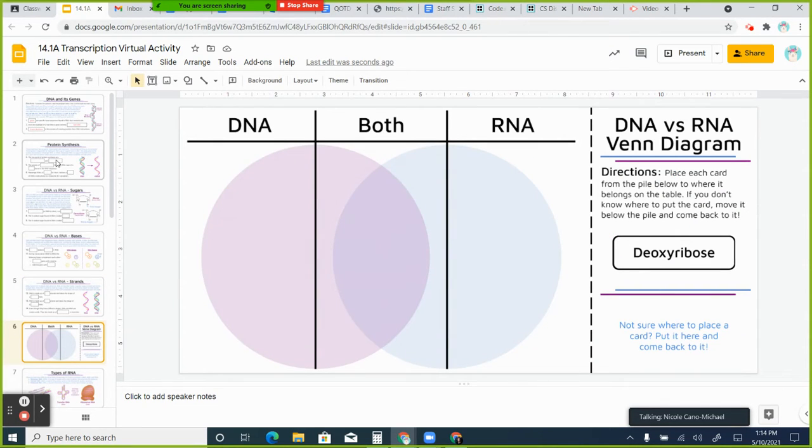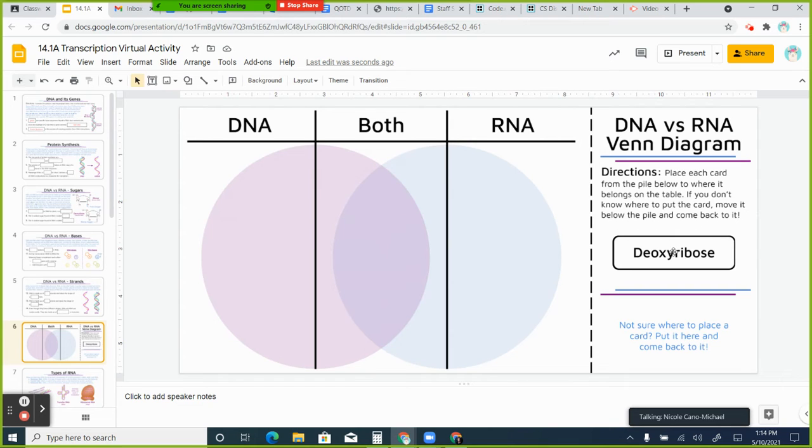Slide number 6. Slide number 6 is a Venn diagram. Directions: Place each card from the pile below to where it belongs on the table. If you don't know where to put the card, move it below to the pile and come back to it.